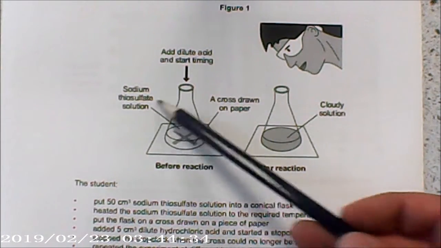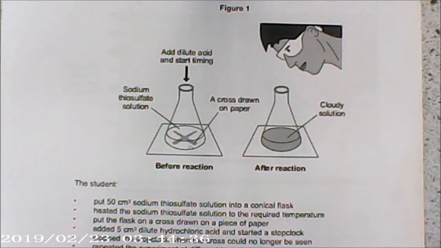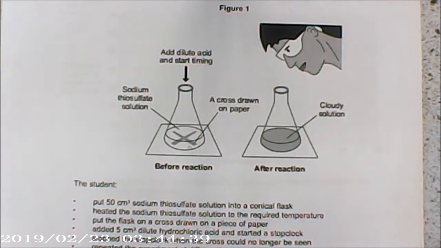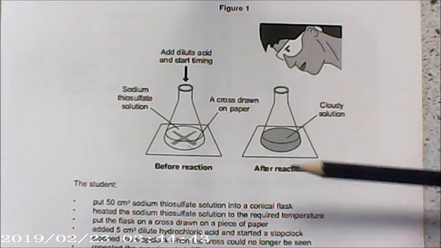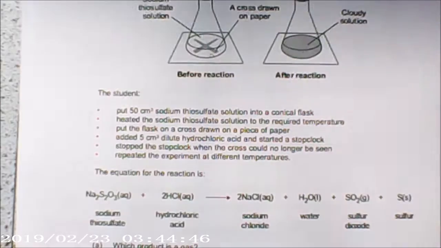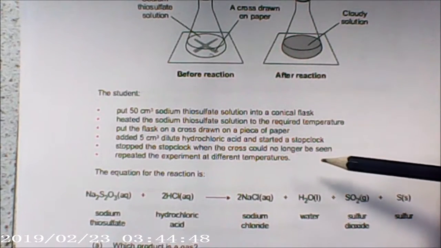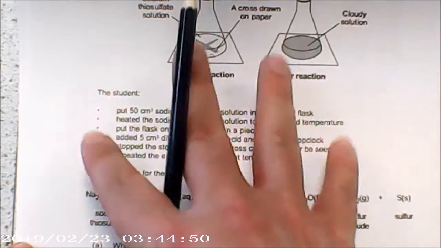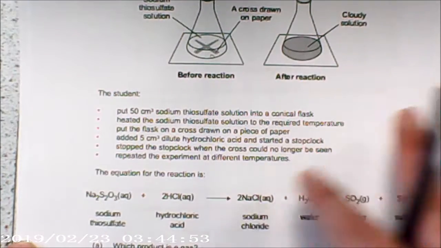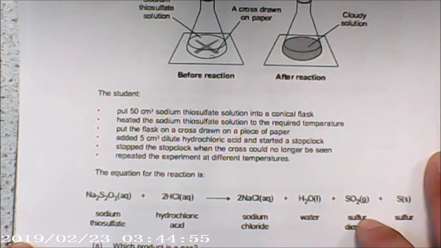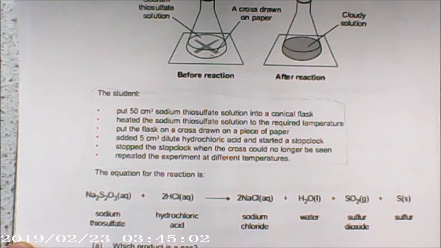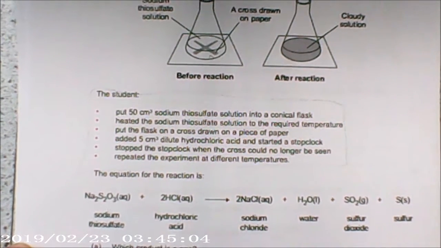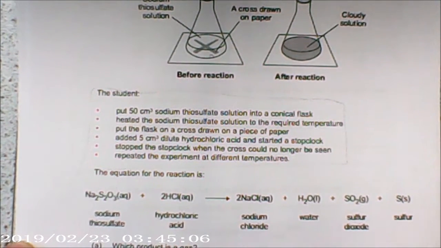You've got the cross, the sodium thiosulfate. You add hydrochloric acid to it, or a dilute acid, and it goes cloudy, and you time how long it takes for the cross to disappear. And it gives you a method underneath it. Now this is familiar, but it might give you one that's completely different. So don't be frightened if they give you something that's unfamiliar. What is important is going to be the method and any other information that they give you. It's just about application, applying your knowledge.